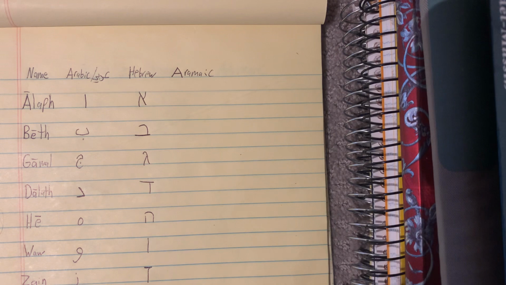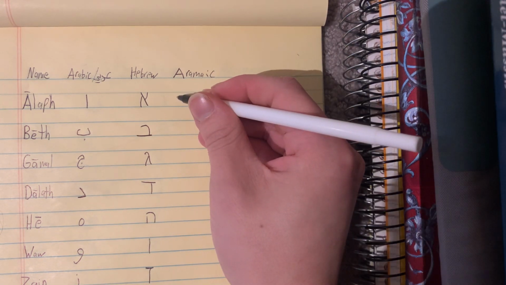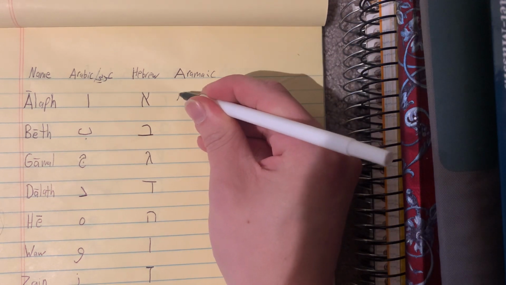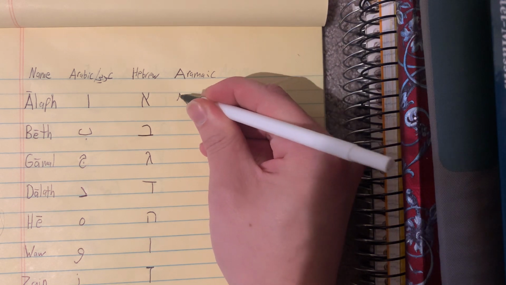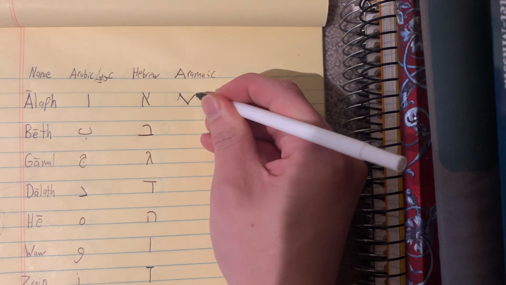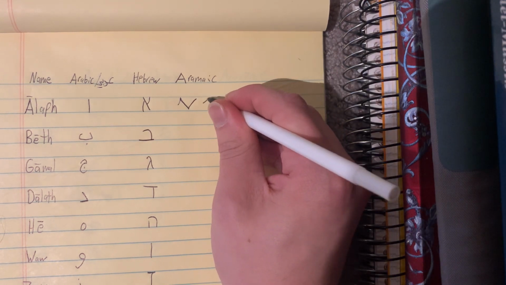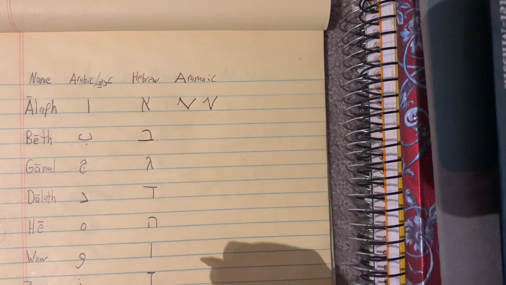Okay, I'm going to be showing you how to write the letters of the imperial Aramaic alphabet. So the first one is called Aleph. You can write it kind of like that. That actually wasn't a great one. I'll redo it. That's a little bit better.